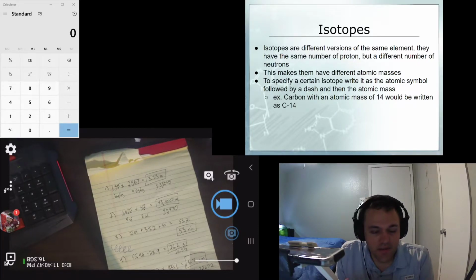The effect of having a different number of neutrons is that those two atoms are going to have different atomic masses. So when you're trying to specify which isotope you're talking about when you're writing about chemistry, you'll write the atomic symbol, which is just the letters that are on the periodic table, followed by a dash, and then the atomic mass of the isotope you're talking about. So carbon with an atomic mass of 14, you would write as C-14.